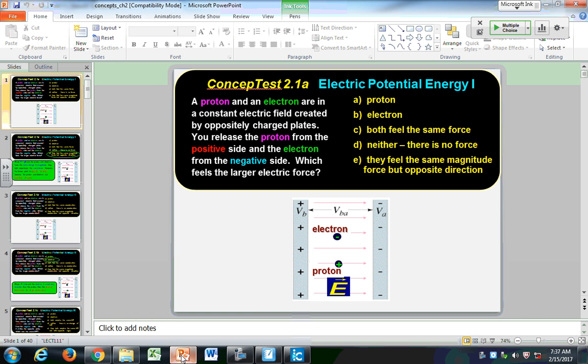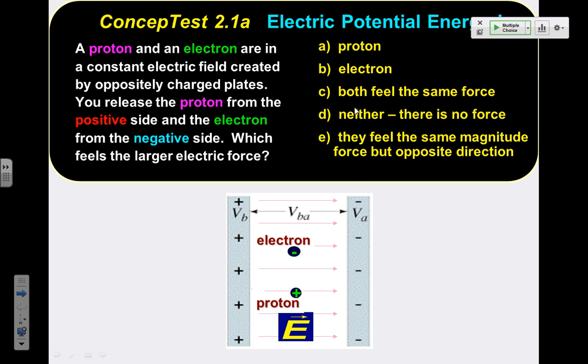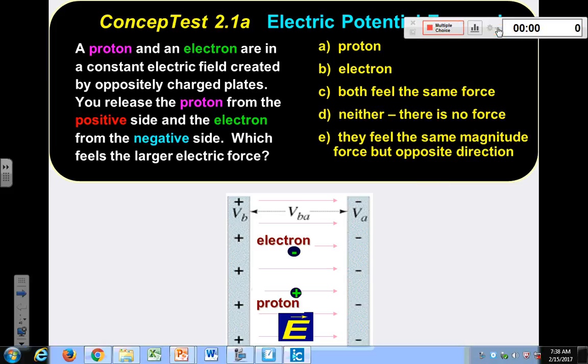Let's do a few clicker questions. I don't think we've done any of these, so you can find these in the back of your workbook. Am I right that we haven't done any of these? Okay, let's try this one. A proton and an electron are in a constant electric field. You release the proton from the positive side and the electron from the negative side. Which feels the larger electric force?